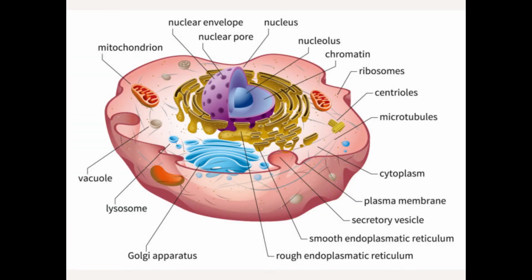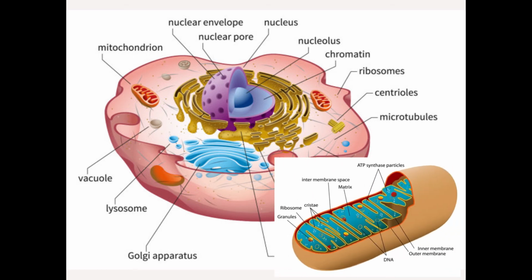Back inside the cell, while the rough ER is dealing with the production of proteins, the smooth ER is involved in the production of lipids, carbohydrates, and many other molecules as well. The cytoplasm is a jelly-like fluid that holds all the other organelles found within the cell. Some of the other organelles include the mitochondrion, vacuoles, lysosomes, microtubules, and centrioles.